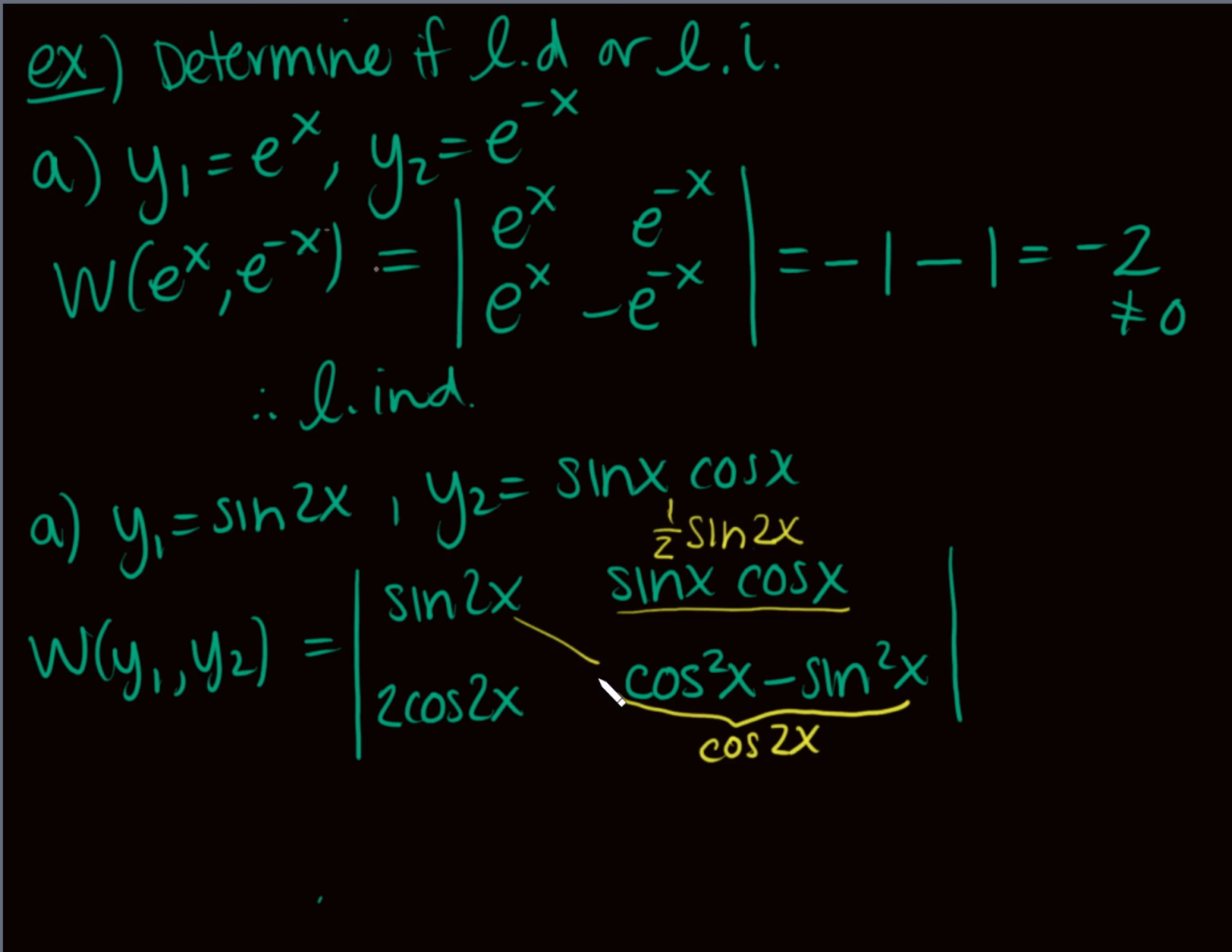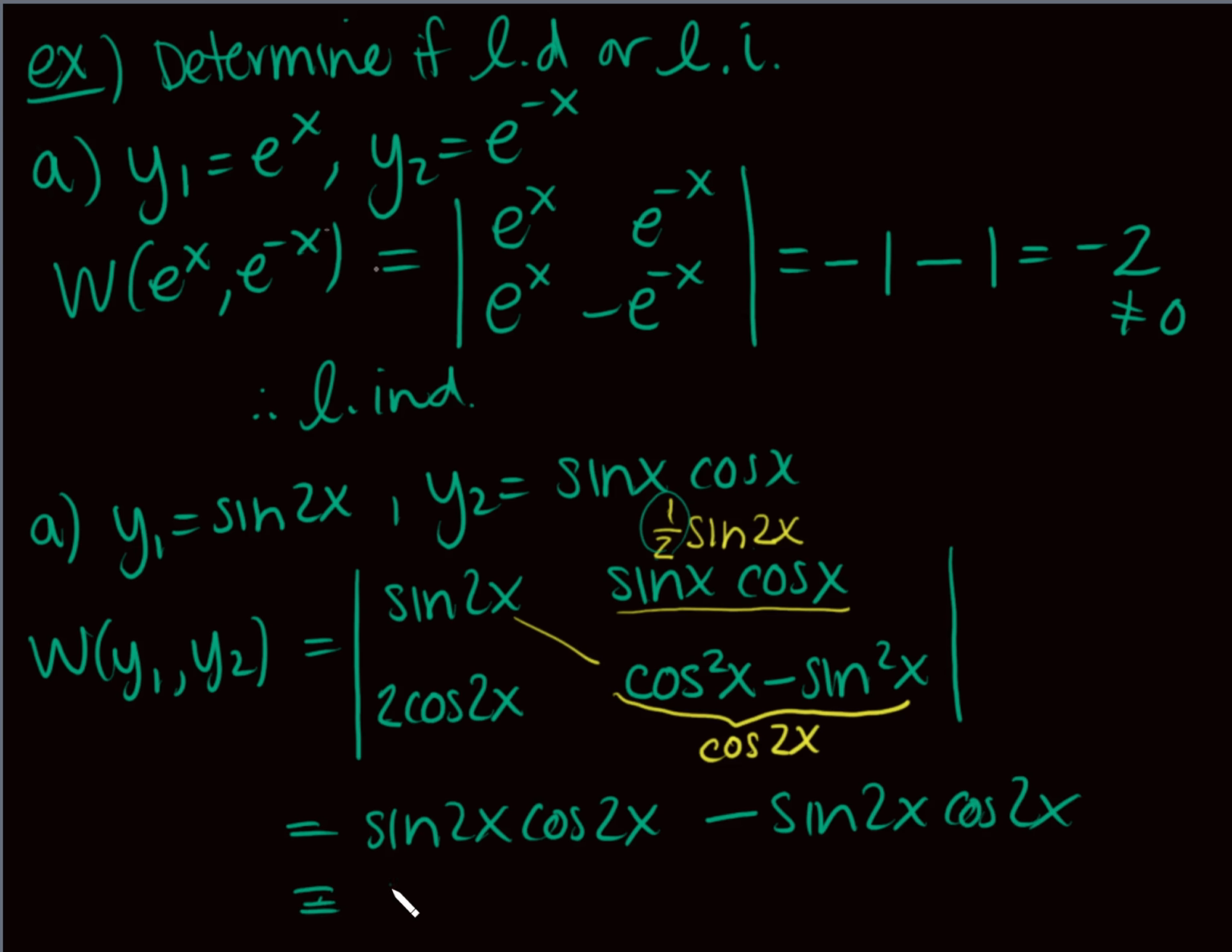And then if we multiply these, let's see what we get. We get sine of 2x cosine of 2x minus, here this half and this 2 cancel, sure enough, sine of 2x cosine of 2x. That's identically 0, no matter what x values you put in. We're done. So these obviously are linearly dependent, which we already knew.